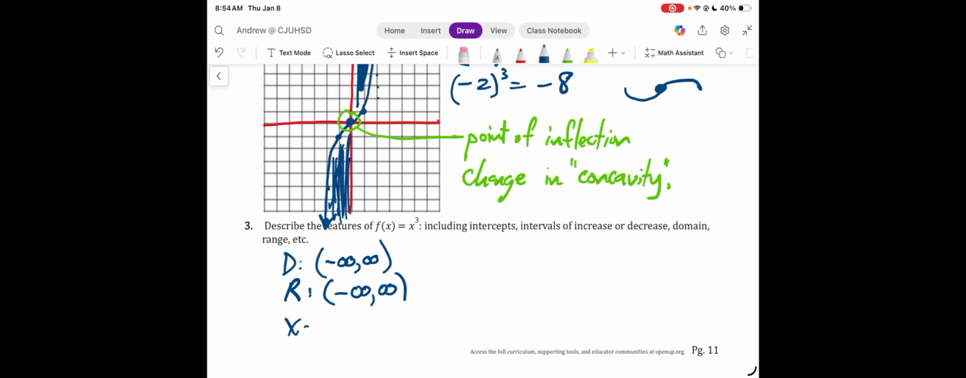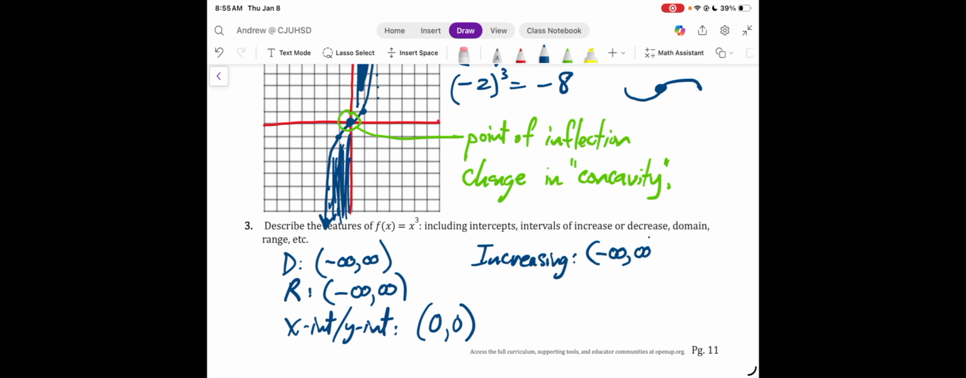The intercepts, both intercepts are at 0, 0, so that would be a good reference point, right? And it's always increasing. So in other words, as you pick bigger and bigger x numbers, you're going to have higher and higher y numbers. So increasing on the entire real number interval from negative infinity to positive infinity. It never decreases in its parent graph state.